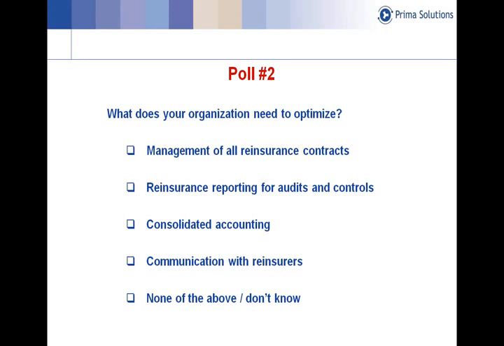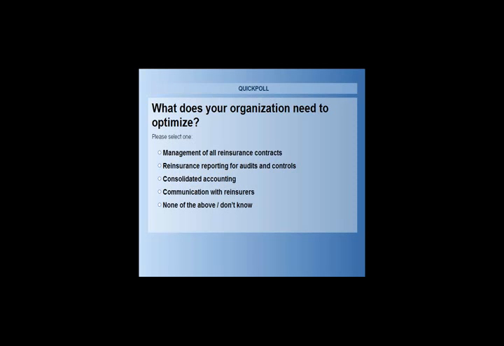We have a number of questions, but before we go to that part, I would like to ask you our second poll, which is related to your organization. If you were to look at your organization and at what you think should be optimized, what would you like to see? Management of all reinsurance contracts, reinsurance reporting for audit and control, consolidated accounting, communication with reinsurers, or none of the above.